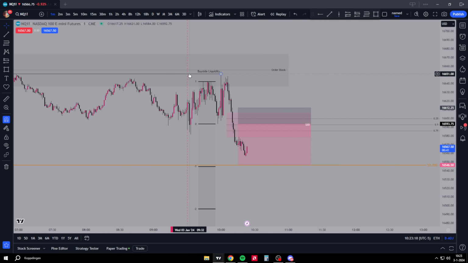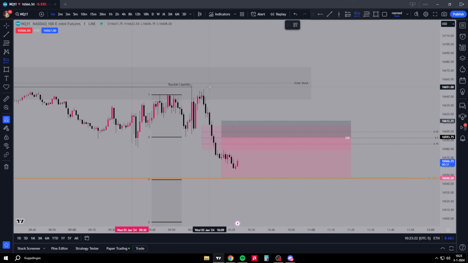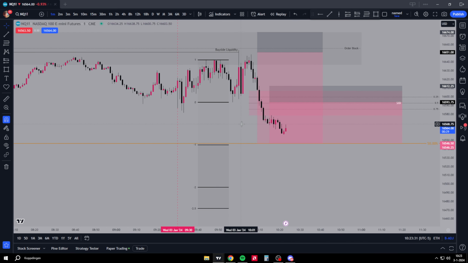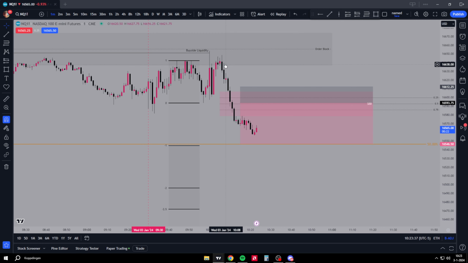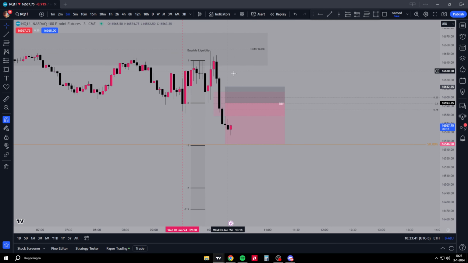But yeah, I don't know, maybe right here, and then stop would be order block high, and then target equilibrium. That would actually be a really good trade, but not that far. Yeah, don't really see a setup.